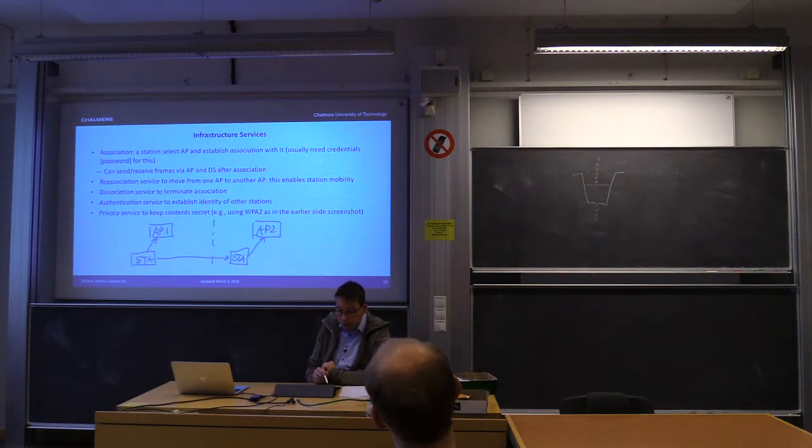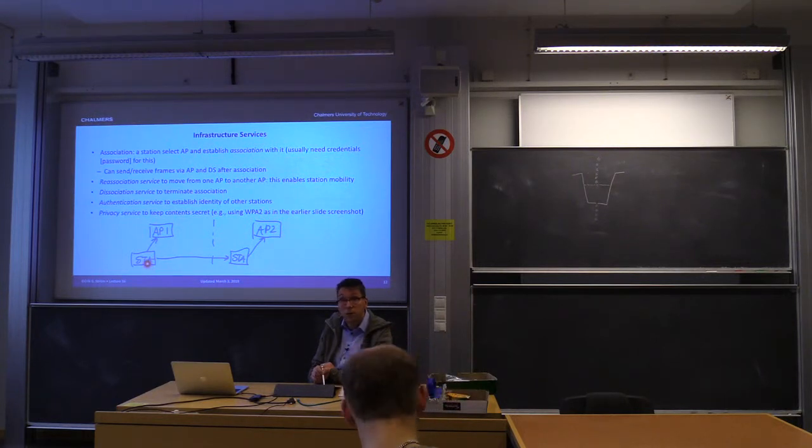Then there is an authentication service, and this is done to make sure that when data is sent from a station, we can actually at the receiving end make sure that it comes from that station and from no one else. So this is a security metric. We'll talk more about authentication in the next lecture.